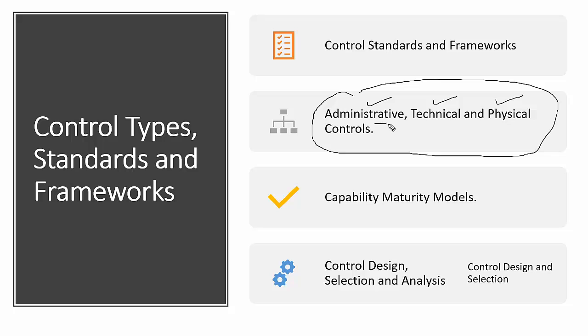Then third is called a physical control, a control which is physical in nature. For example, placement of a security guard outside of the facility who tries to stop us physically. So that is another example of a physical control. Or there is a lock, there is a gate which basically prevents unauthorized users from accessing the facility physically. So these are called administrative, technical and physical controls.